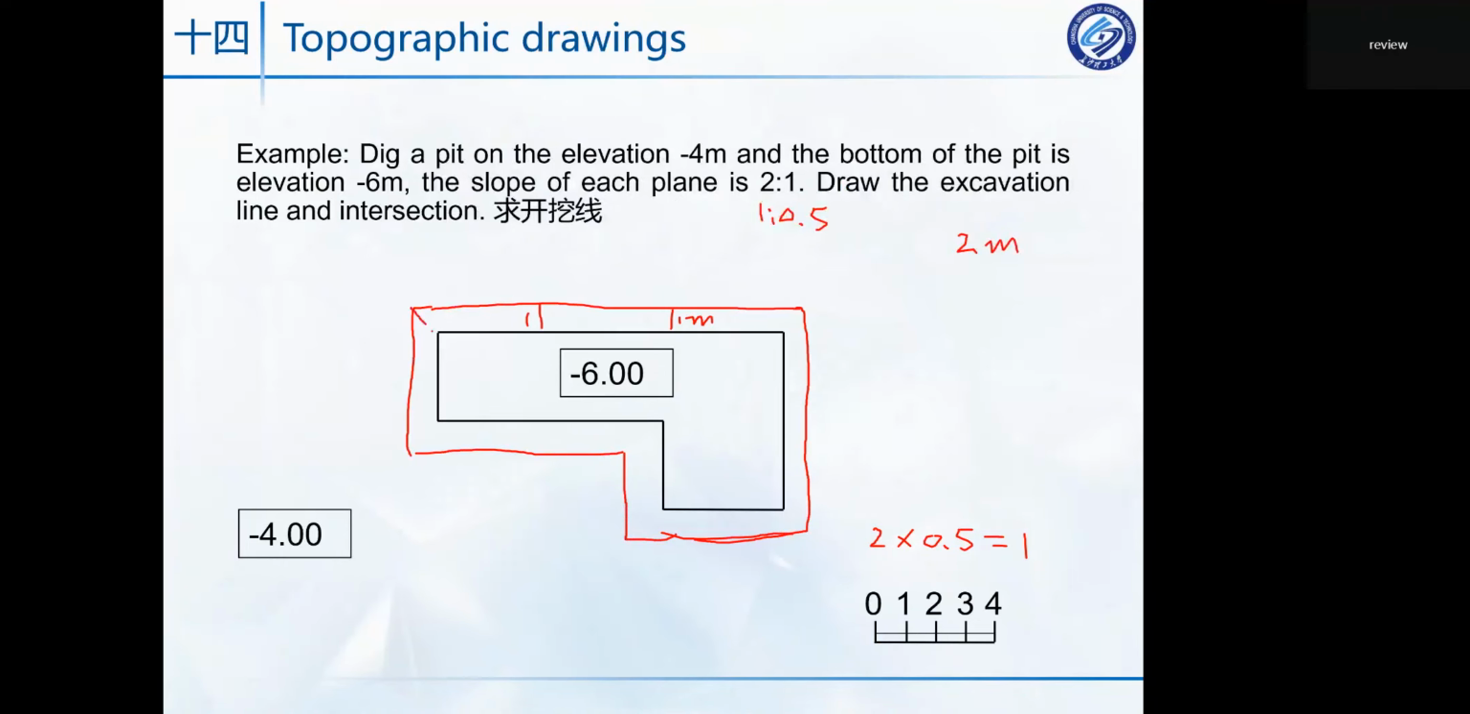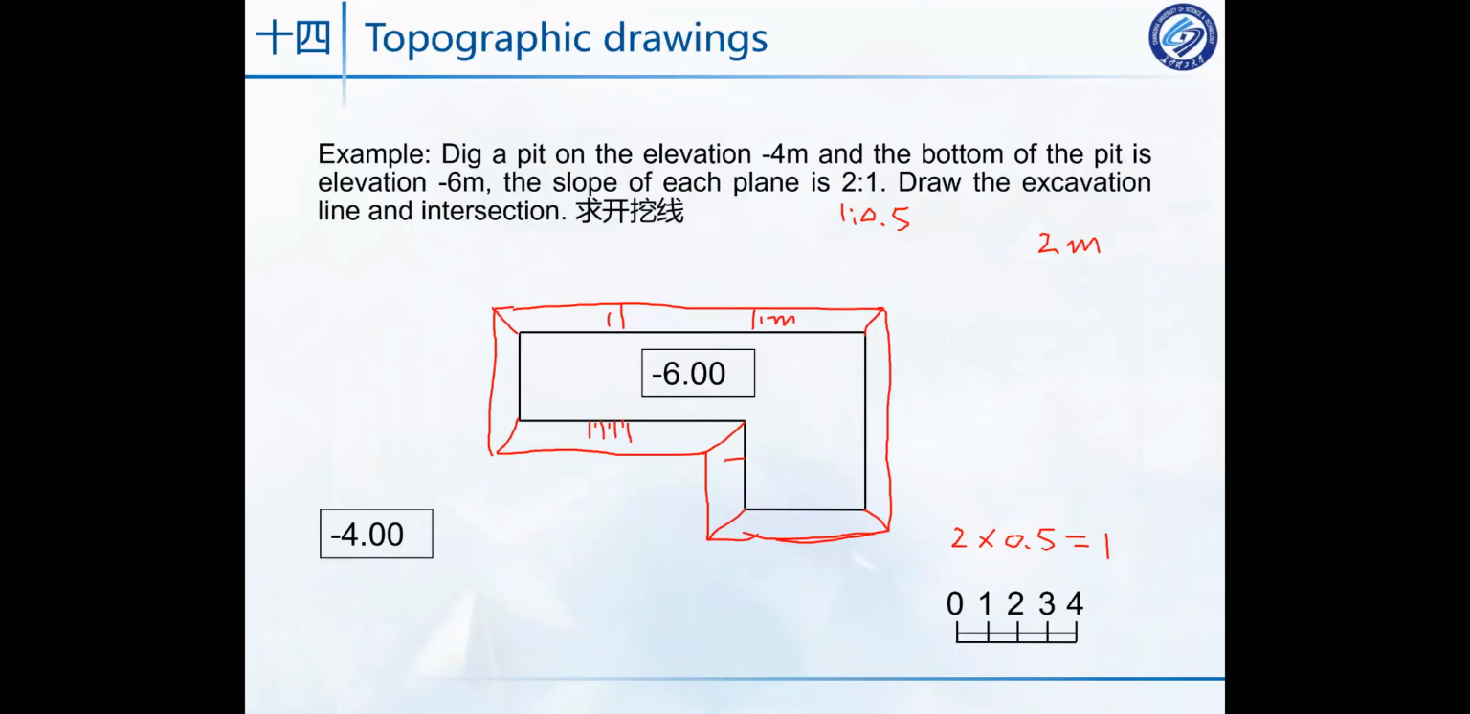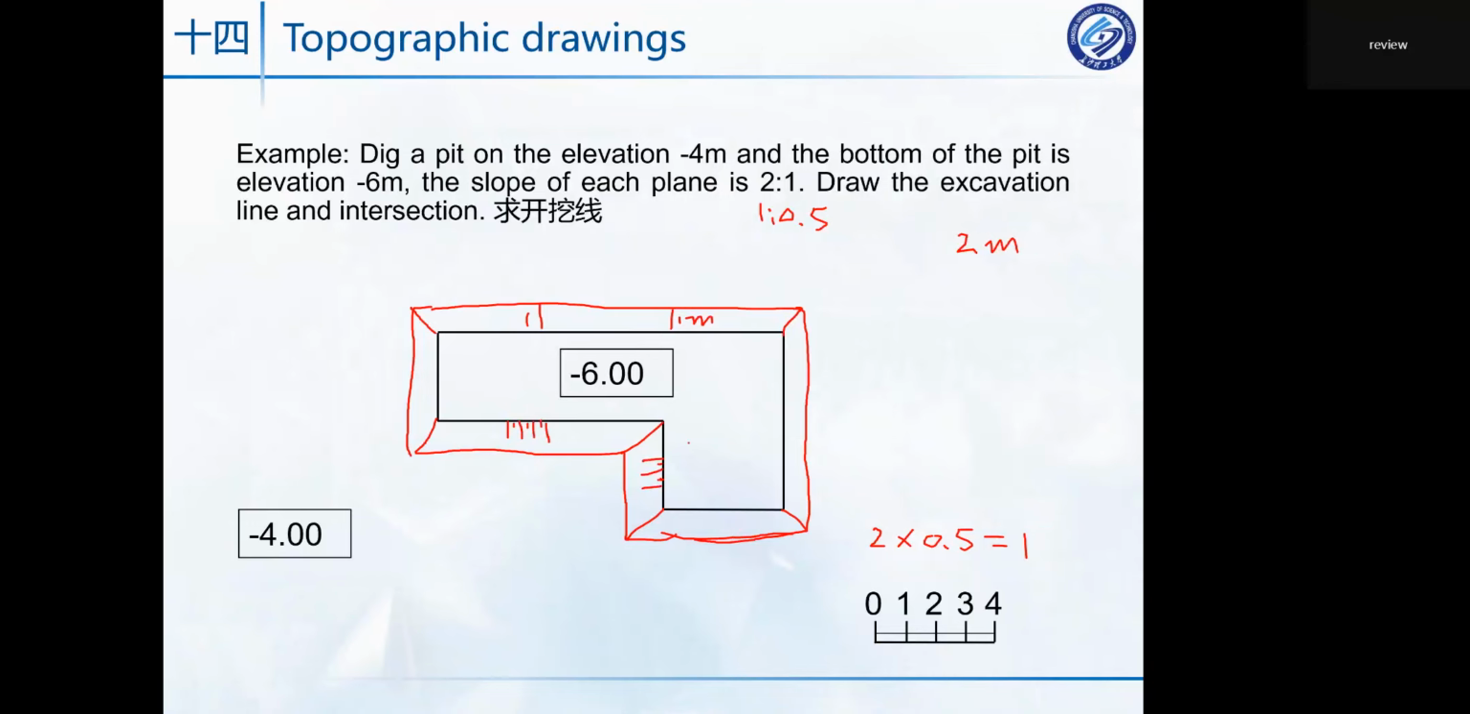And then connect the points. Okay. And finally, we have to draw this symbol to represent the direction of slope. It means that this plate. Oh, sorry, I drew the wrong one. It's not this direction. It's this one.